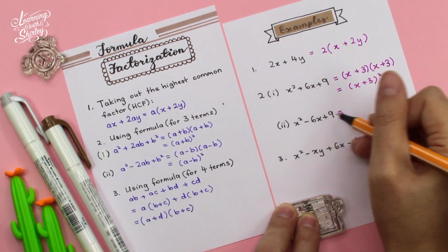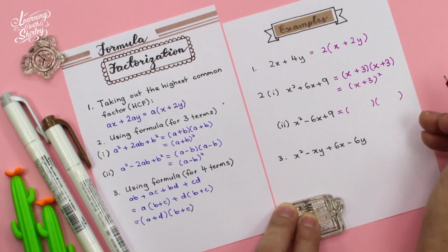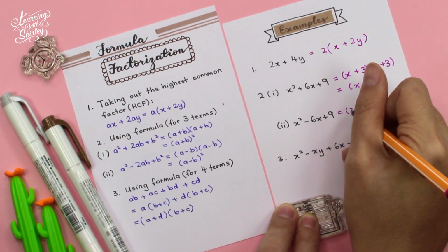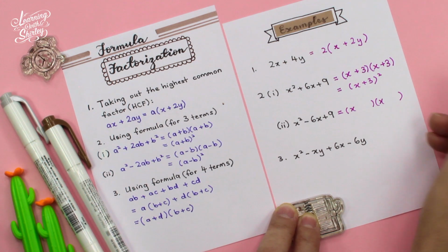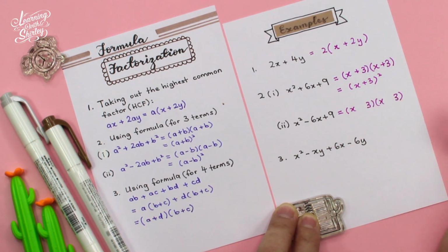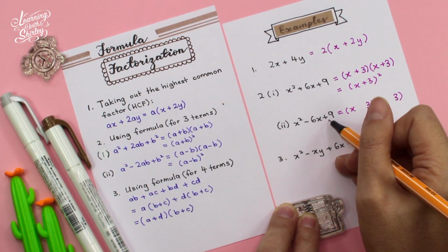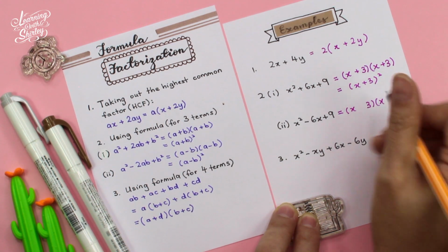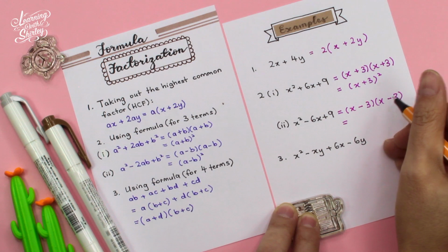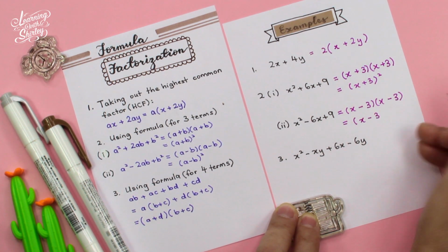Let's look at the next one. x squared minus 6x plus 9. So firstly, I'm going to draw 2 brackets, and then I look at the first term, which is x squared. So x squared means x times x. Then I look at the third term. 9 is 3 times 3. And then, because the sign here is negative and this is positive, we can confirm that both brackets are in negative. So x minus 3 and x minus 3, we can simplify to become x minus 3 whole thing squared.